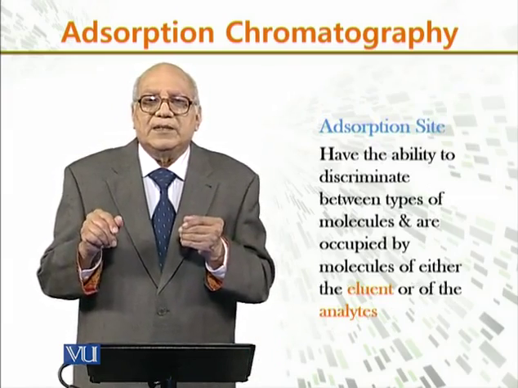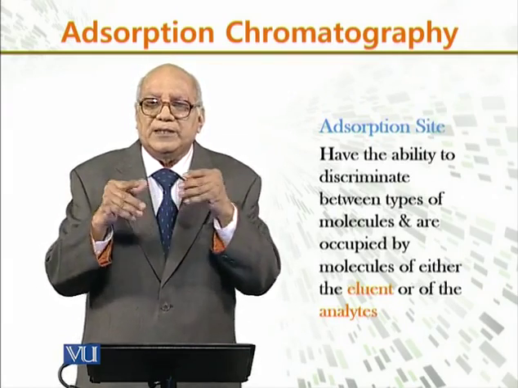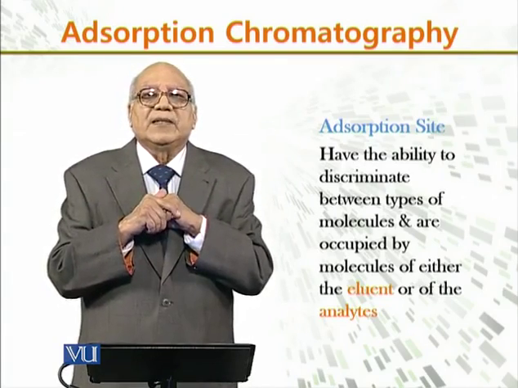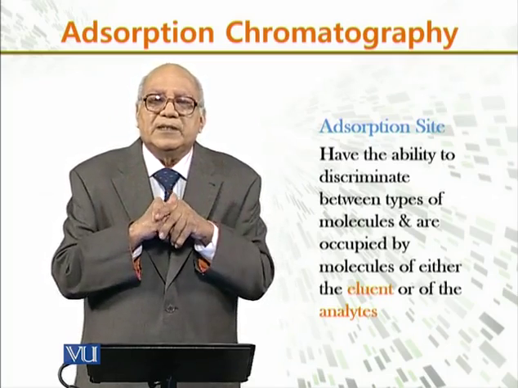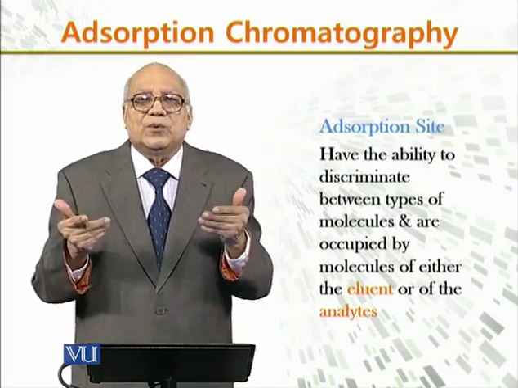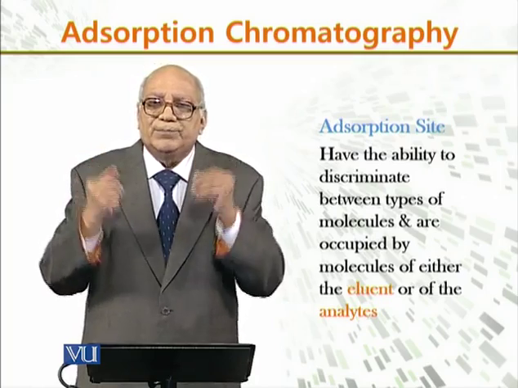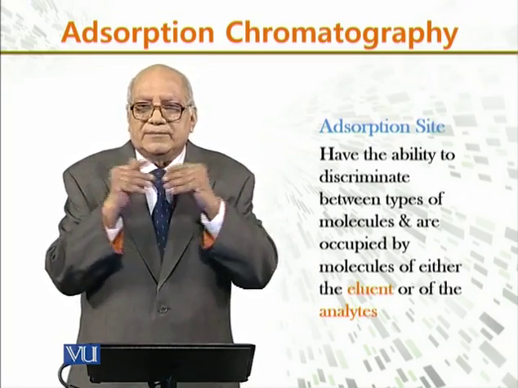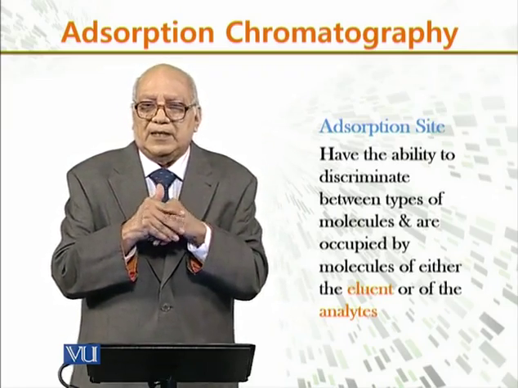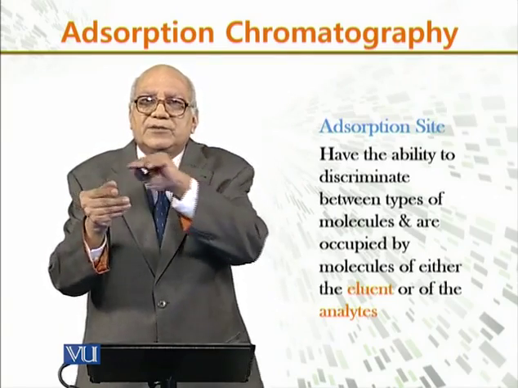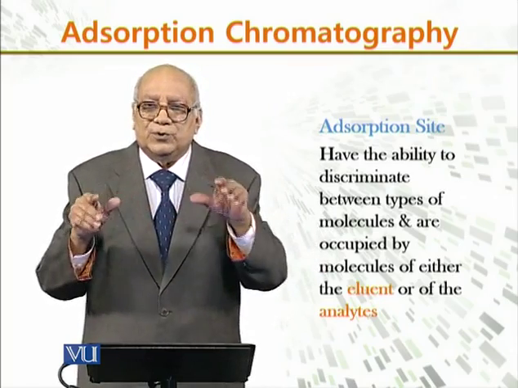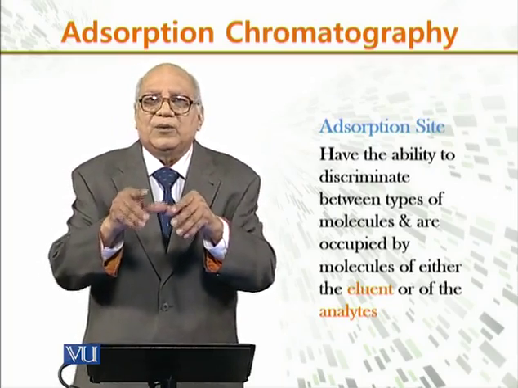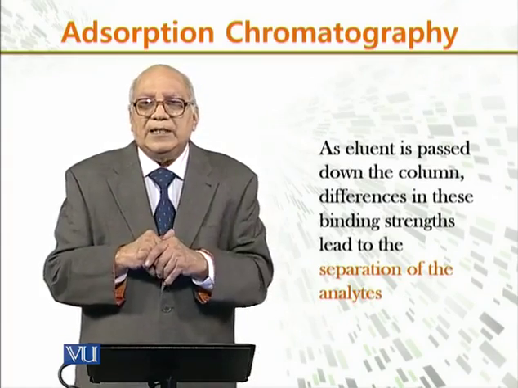Now, the adsorption sites have the ability to discriminate between types of molecules and are occupied by molecules of either the eluent or of the analyte. So it is not that these adsorbents will just adsorb every molecule. No, they are very specific, and they have the ability to discriminate between the types of molecules which they want to adsorb. The sites are occupied by molecules of either the eluent, those molecules which wash them away or remove them from those sites, or the analyte, that is, the molecules which are adsorbed on those adsorption sites. An eluent is passed down the column.